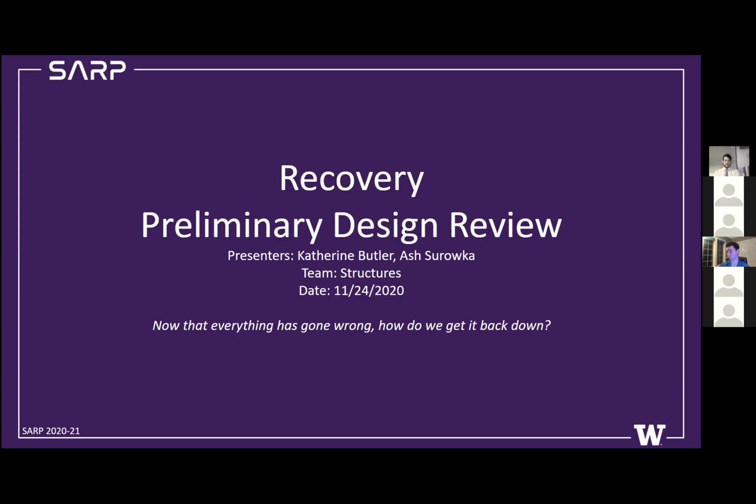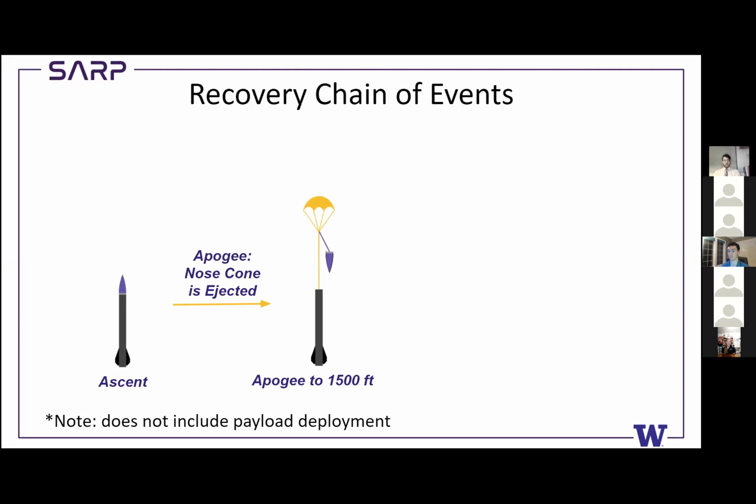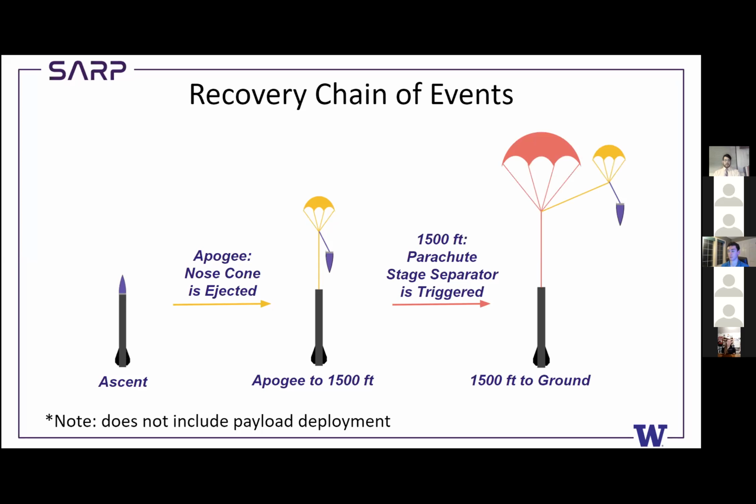Hello, I'm Catherine Butler. I'm the Nosecone Ejection lead, and I am working with parachutes also. First off, here's a little diagram of what happens with recovery. First we go up, and then the nose cone is ejected, and then the drogue is deployed. The drogue is out from apogee to 1,500 feet, and then the parachute stage separator is triggered at 1,500 feet, and from there on down, the main and the drogue are what's happening.